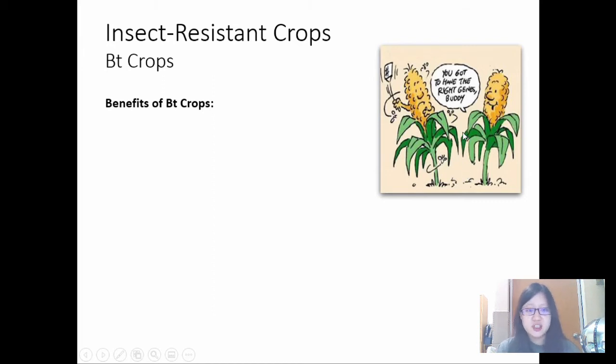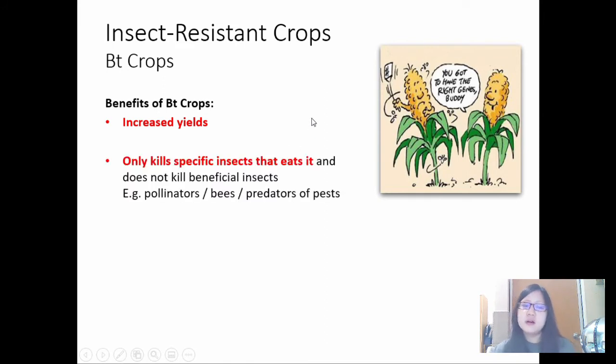Always controversial, GM stuff. Benefits of BT crops: increased yields. Great, because it only kills specific insects that eat it and does not kill beneficial insects. So it's not affected by pests, and it also does not kill beneficial insects, for example pollinators. We talked about bees being an important pollinator. This is great for bees.